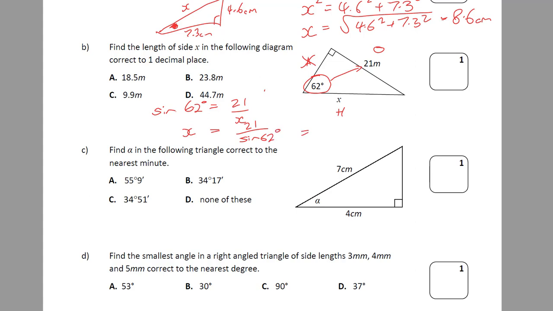Now, make sure you're in degrees mode in the calc. Make sure you've got the letter D up the top of the screen. If you've got an R or a G, we're going to have a bad time. So 21 divided by sine 62, that deg just tells the calc that is 62 degrees. We don't have to put the degree symbol, but it just knows that whatever we take the sine, cos, or tan of, we're putting in degrees. And 21 divided by sine 62 gives me, to 1 dp, 23.8 metres. There it is, B.